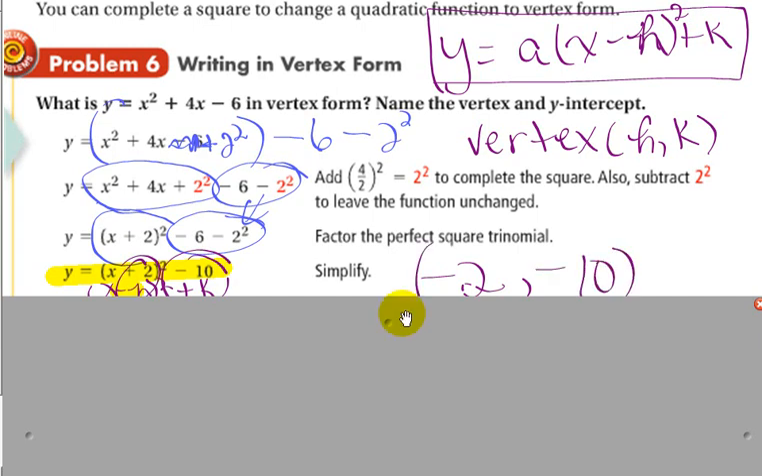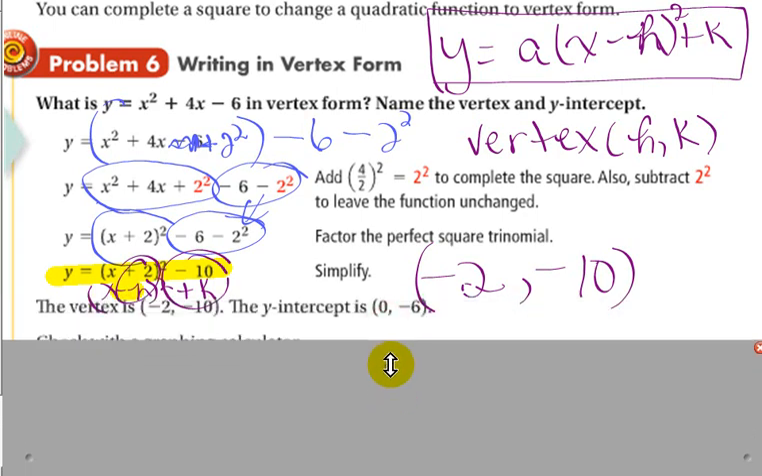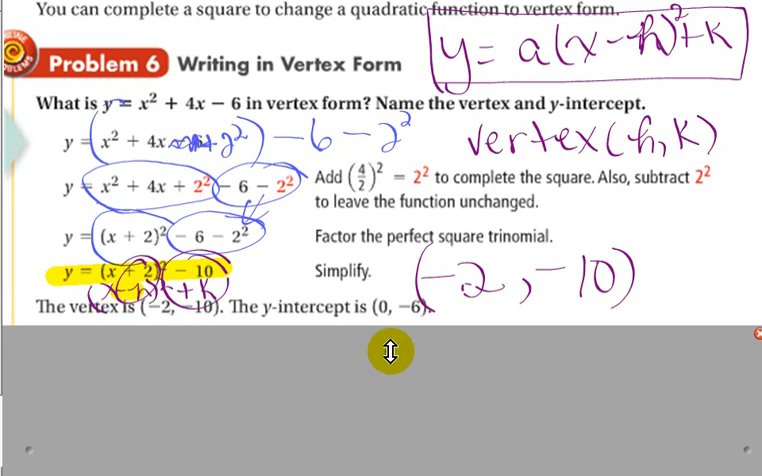Negative 10. So now we've got our vertex and our y-intercept, which we got at the beginning. And that's how you do these.